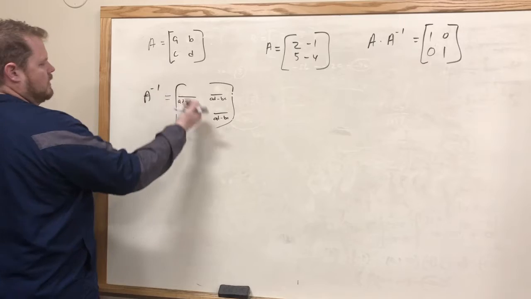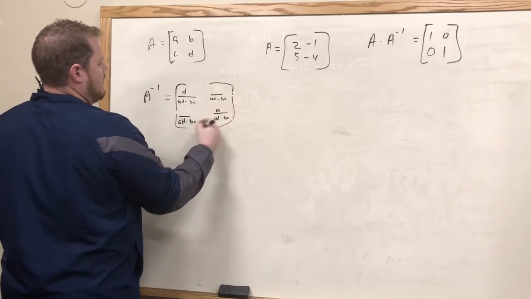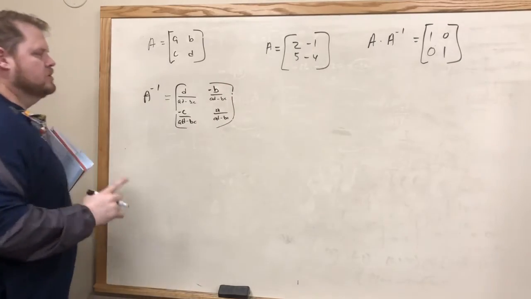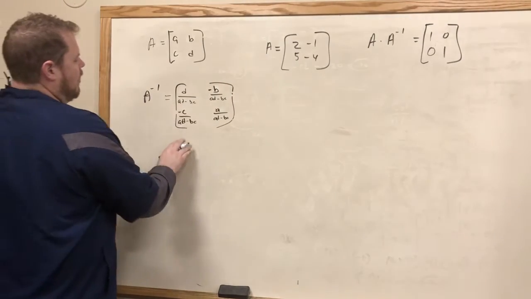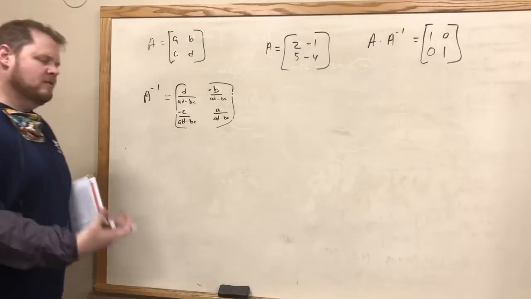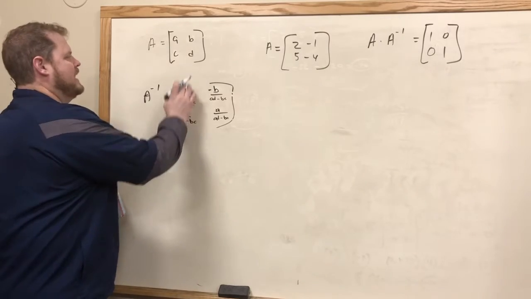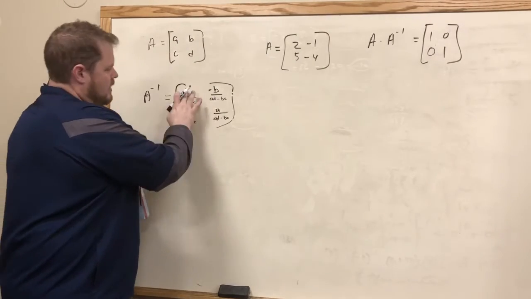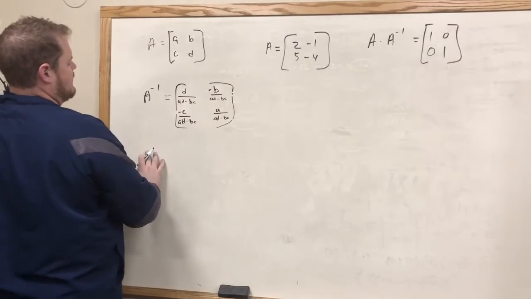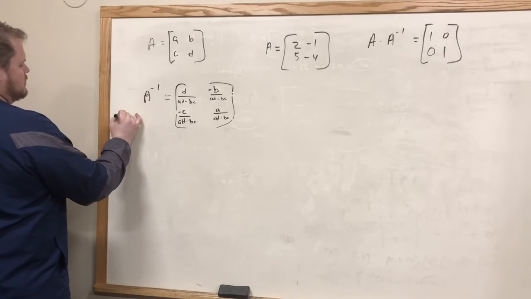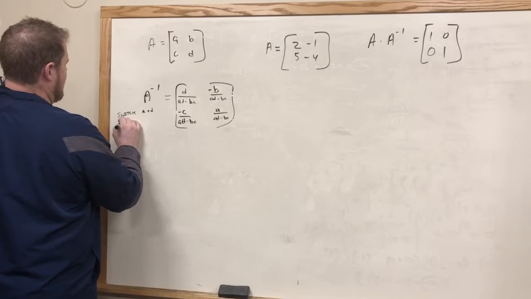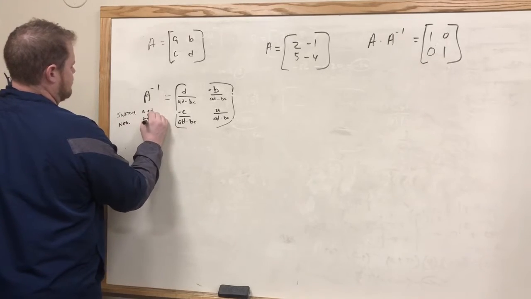A and D, so what we're going to do is flip D and A, and then change the signs of C and B. We're not going to switch them, we're just changing the signs. And they are all over a fraction with the determinant. So when you're doing this, you're always going to find the determinant. That will be the base of the fraction as you switch A and D and negate B and C.